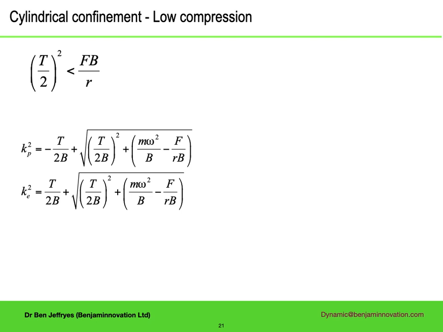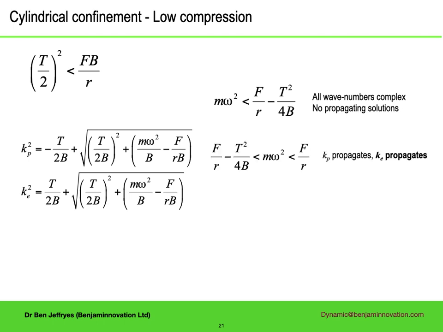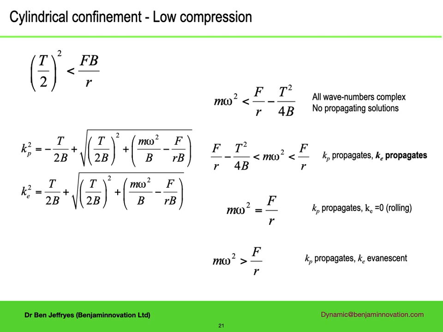What about when there is compression, but below the Dawson-Paisley limit? There are now 4 different situations. If the frequency is close to zero, no propagating solutions. For frequencies above a limit, which goes down with increased compression, but below the rolling resonance, all the solutions are propagating. At the rolling resonance exactly, there are 2 propagating solutions and 2 zero wave number solutions. And finally, above the rolling resonance, 2 propagating and 2 evanescent solutions.